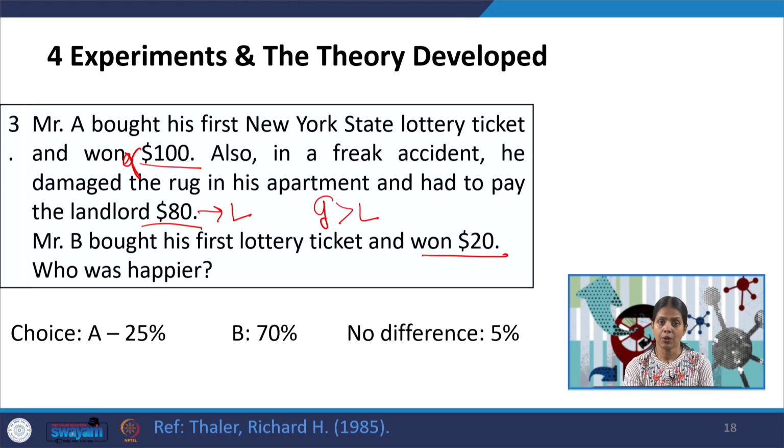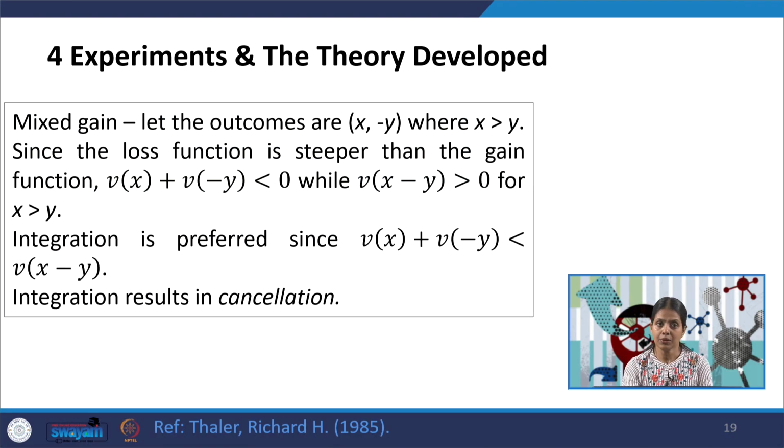So, this is again overall a gain and only one thing is happening in Mr. B's life. Now, 70% felt that Mr. B would be happier compared to Mr. A, and 5% said that there is no emotional difference. Now, here we see this is a case of mixed gain. There is gain and there is loss, but the gain is greater than loss. Let the outcomes be x and -y, where x is greater than y.